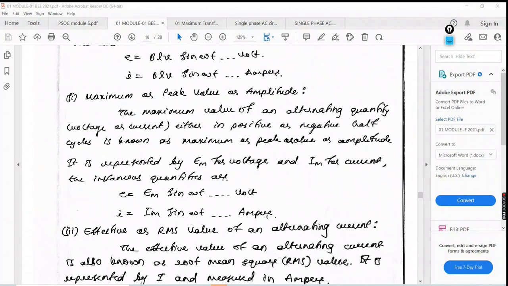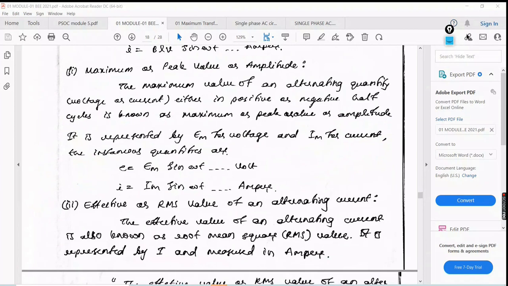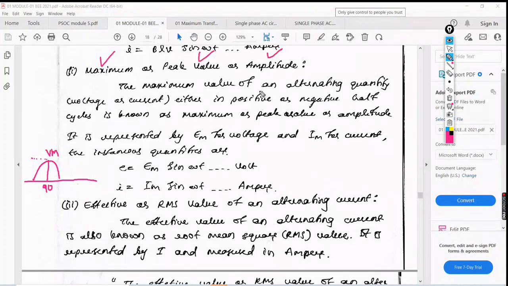Then what is the maximum value, peak value, and amplitude? I will take the sinusoidal waveform, one positive half cycle. The maximum value will occur at 90 degrees. With respect to the half of the waveform, this peak value itself is called the maximum value, peak value, or the amplitude value.